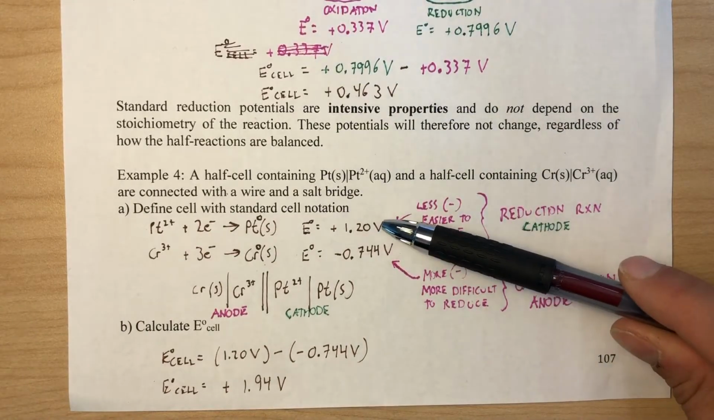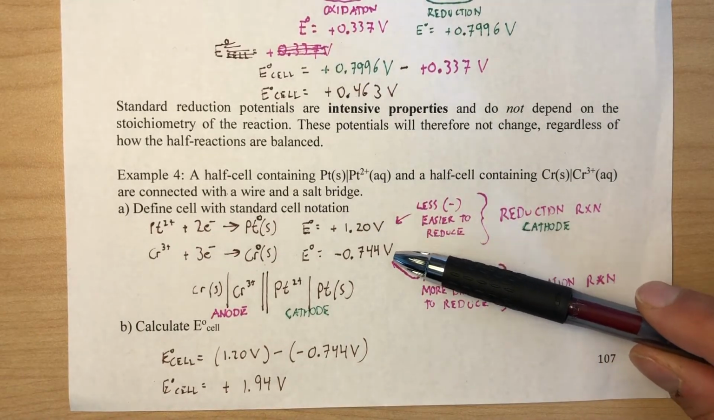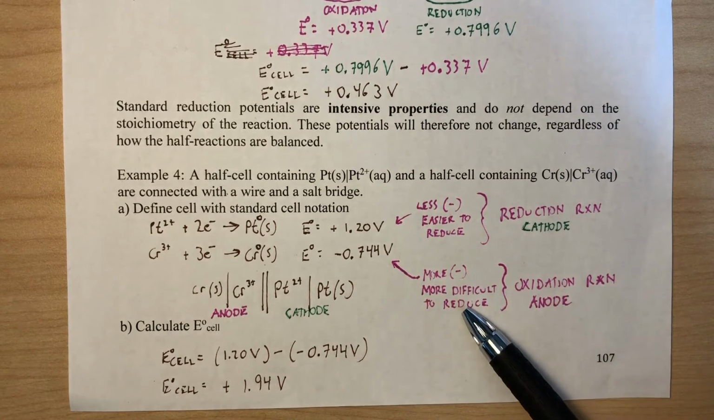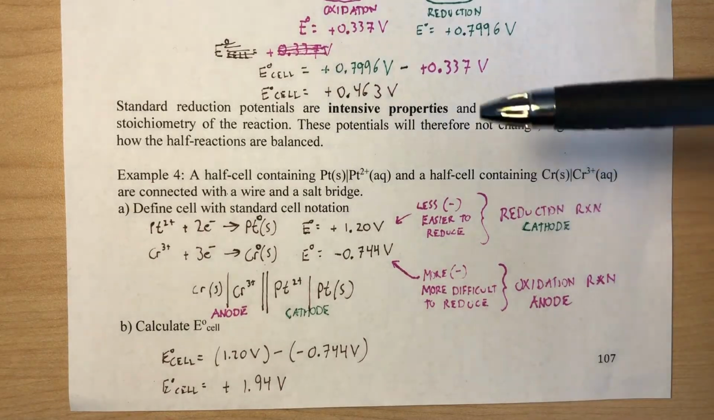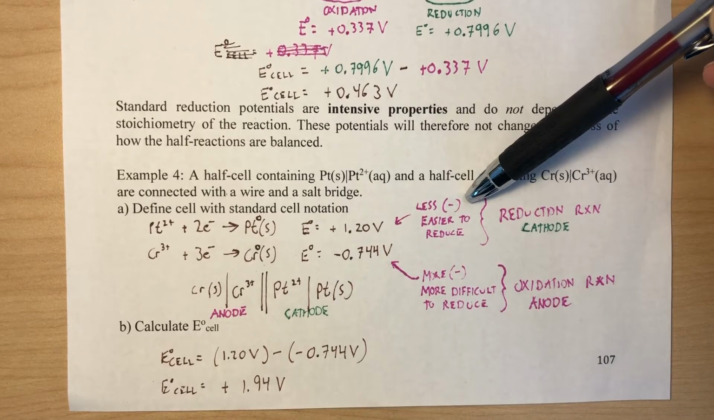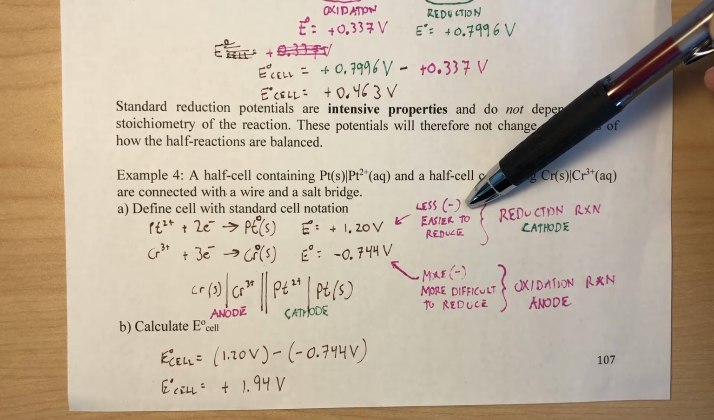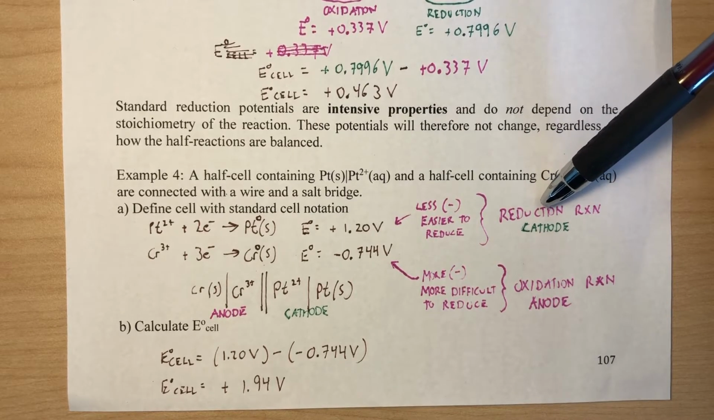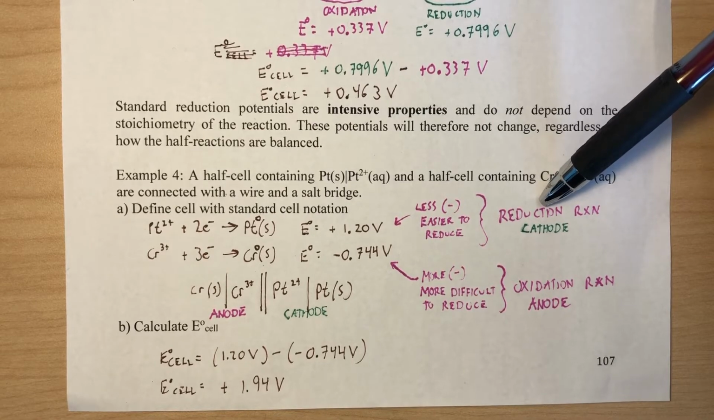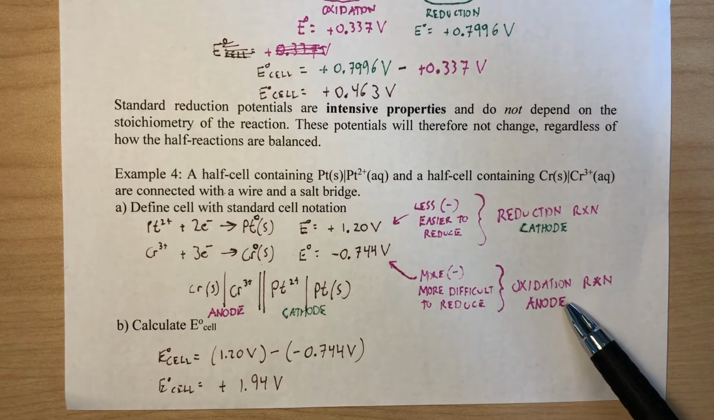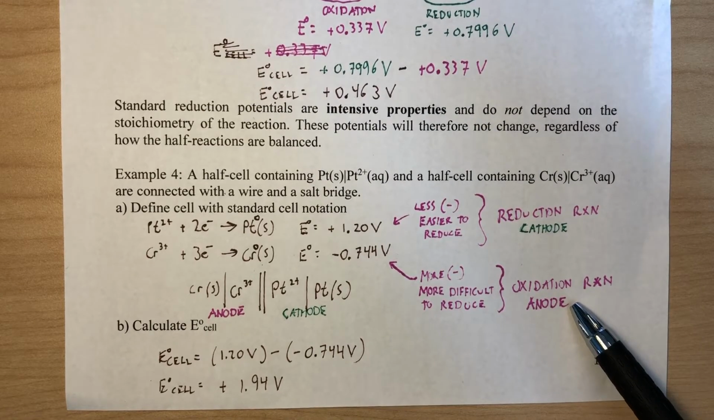So let's look at the numbers. The numbers tell us. Given a negative voltage versus our standard hydrogen electrode, that means that it is more difficult to reduce. A positive voltage versus our standard hydrogen electrode means that it's less negative and easier to reduce. The thing that is easier to reduce is going to be our reduction reaction, so that's going to be our cathode. By deduction, we can then decide that the more difficult to reduce thing is going to be our oxidation reaction, which is going to take place at the anode.